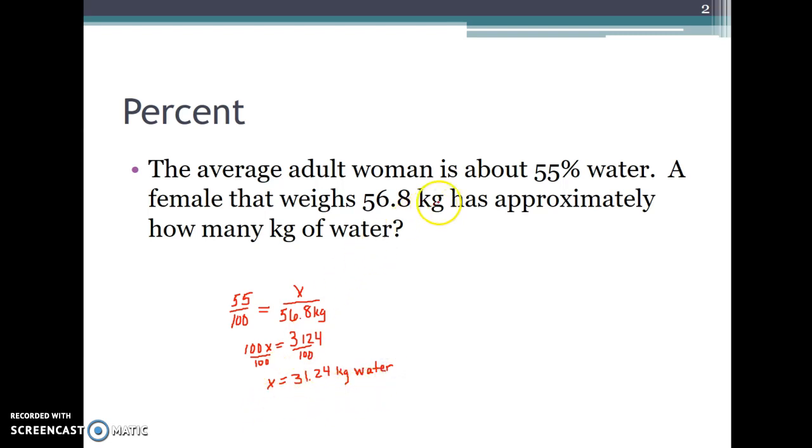In review, when I do a percent problem, I start by looking at this percent, changing it into a fraction, so 55 over 100. I know that the other fraction is part over total, and that allows me to solve the problem.